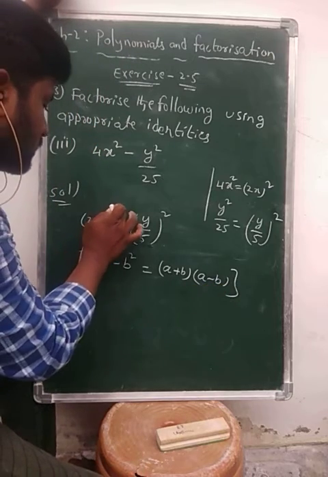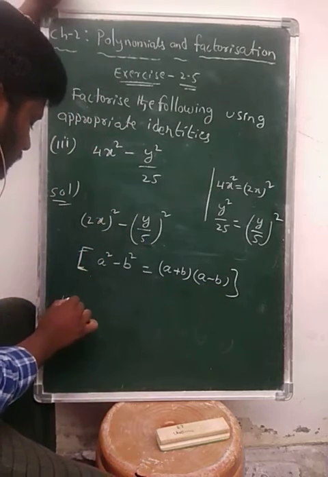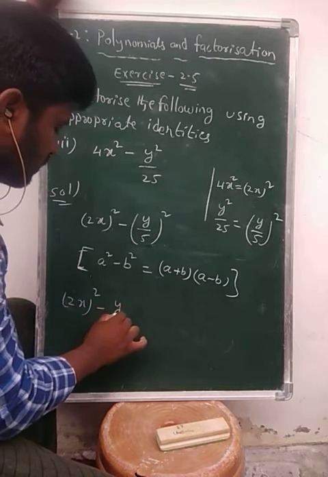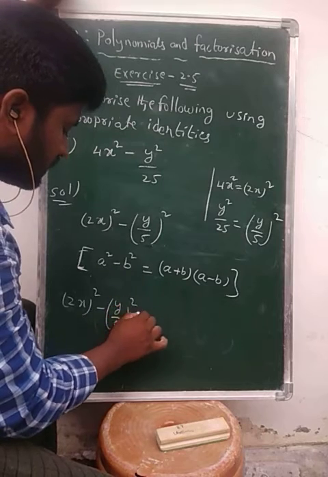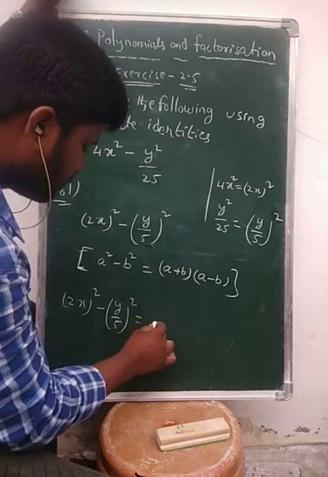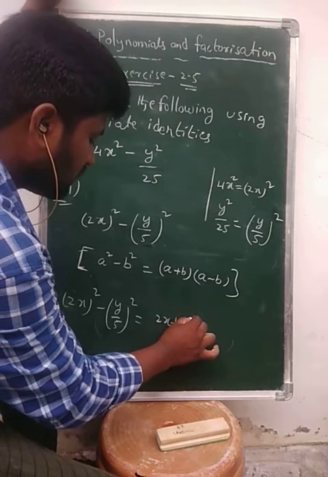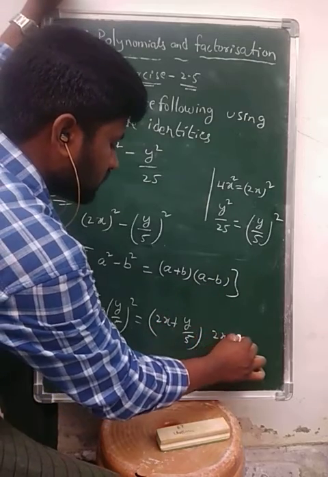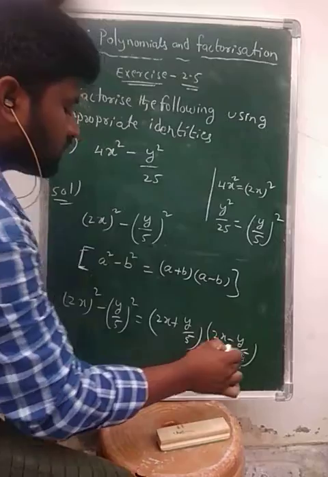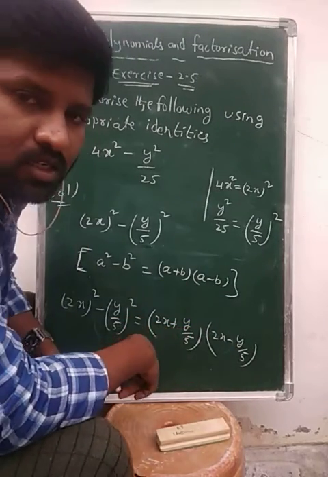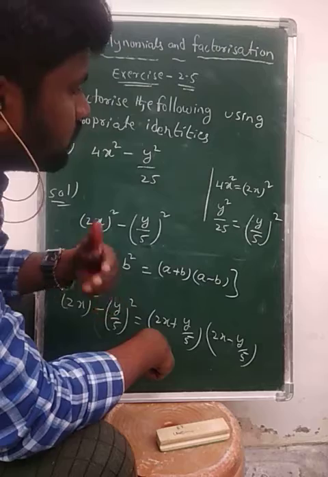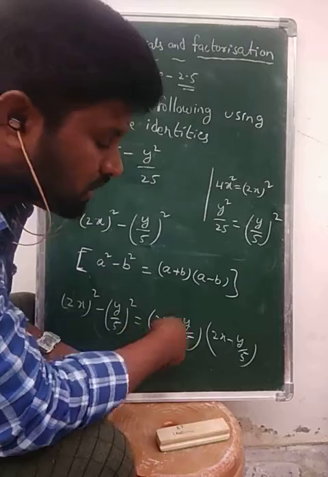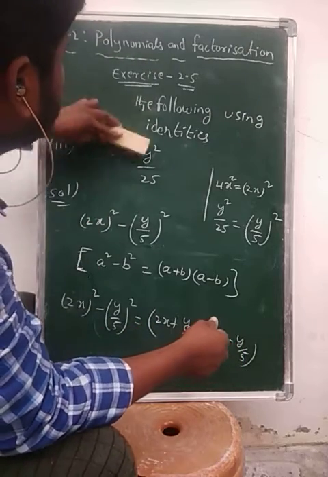So 2x whole square minus y by 5 whole square is equal to, in the form of a plus b, 2x plus y by 5, into a minus b, 2x minus y by 5. Okay? So we can factorize like this. You do the remaining problems in this exercise by using suitable identities. Okay students, now see the next exercise.